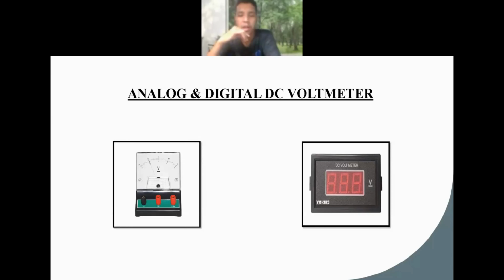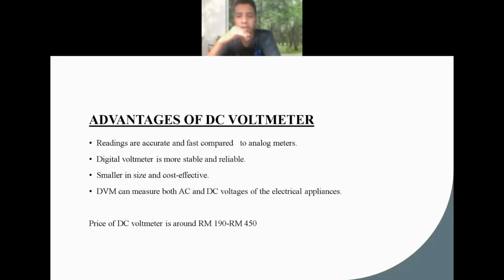This is the analog and digital DC voltmeter. The left one is the analog DC voltmeter and the right one is the digital DC voltmeter. Advantages of the DC voltmeter: readings are accurate and fast compared to an analog voltmeter. A digital voltmeter is more stable and reliable, smaller in size, and cost effective. A DVM can measure both AC and DC voltage of electrical appliances. The price of a DC voltmeter is around 190 to 450.